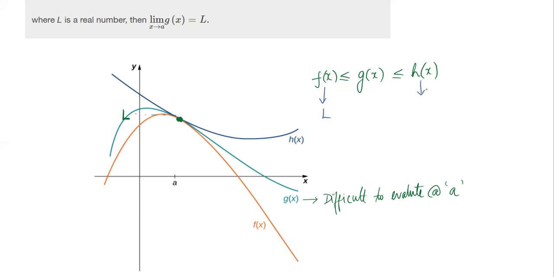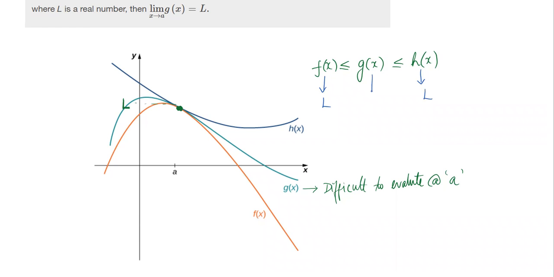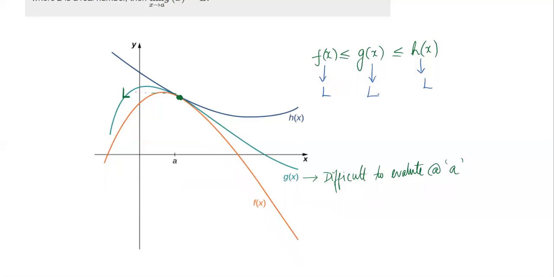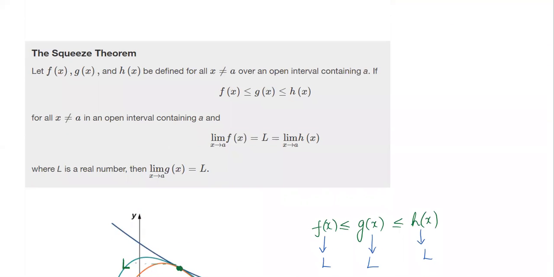And as you apply the limit on h of x as x approaches A, that also points you to limit L. That means this g of x that you found difficult to evaluate is also going to go to L because it is pinched or squeezed between these two functions that both point to that limit L. And that is what is explained to us in this theorem. You see that? So if limit f of x as x approaches A is L, as well as limit h of x as x approaches A is L, then limit g of x as x approaches A also will be L.